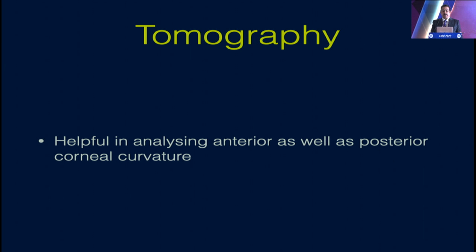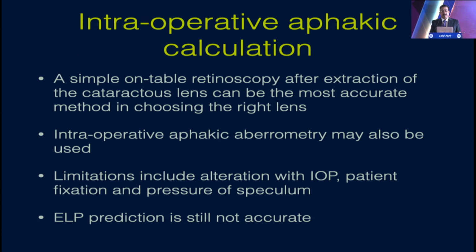Tomography is also helpful in analyzing the anterior as well as the posterior corneal curvature. And the intraoperative aphakic calculation is one aspect that I need to stress upon. Simple on-table retinoscopy after extraction of the cataractous lens can be a very, very accurate method of choosing the right lens. Intraoperative aphakic aberrometry may also be used, but it is expensive. Limitations include alteration of IOP, patient fixation, and pressure of the speculum. The ELP prediction is still not accurate.